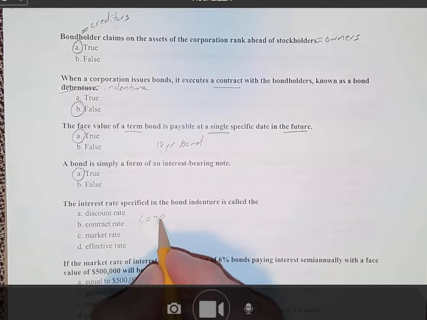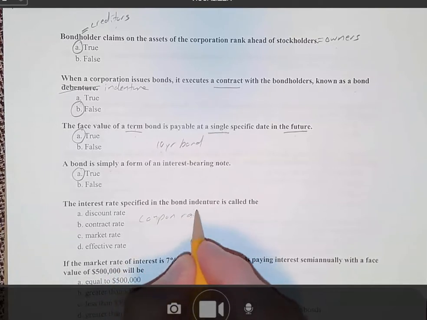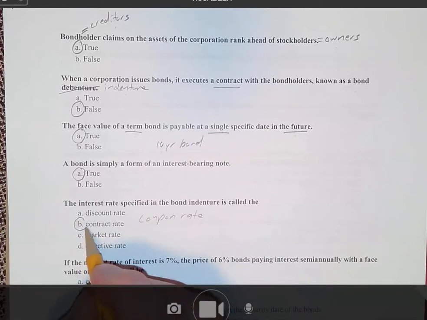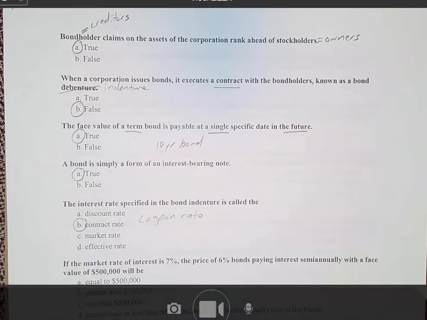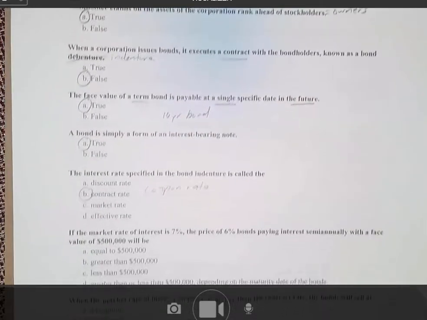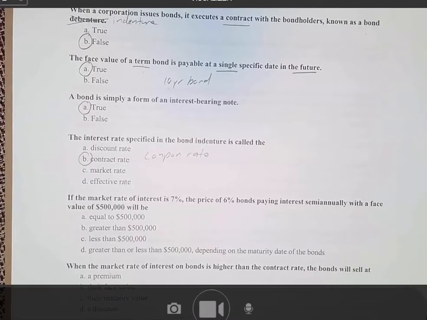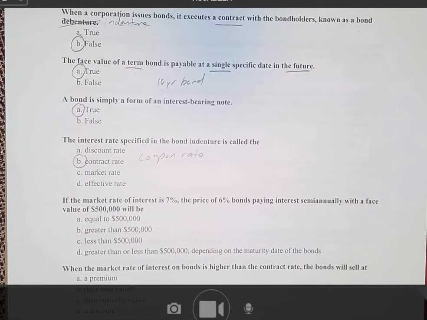So with bonds, we use the term coupon rate for interest rate, or more commonly, contract rate. Okay, contract rate, coupon rate, and interest rate are all synonyms as they pertain to bonds. And again, contract rate is going to be the most common of those terminology. All right, let's straighten this out a little bit.